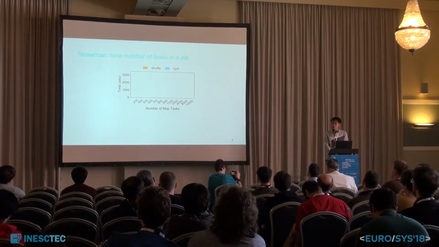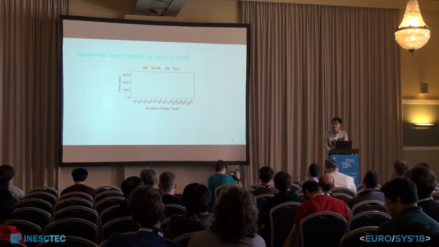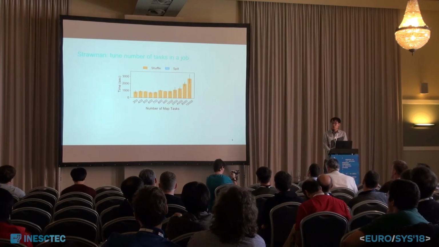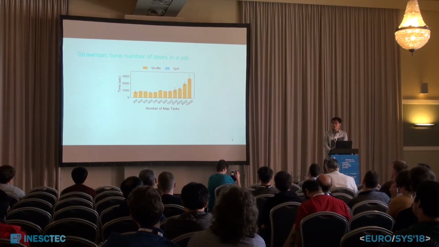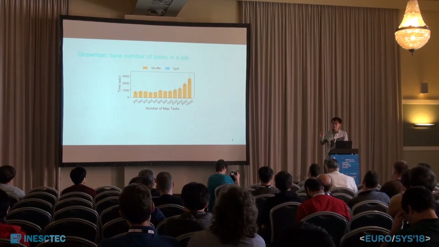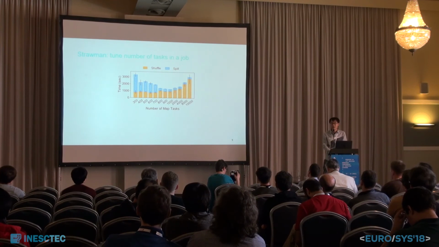So in this case, let's run a fixed-size job, and we vary the number of map tasks for this job on the x-axis. The more towards the left, the smaller the number of tasks, but each task is getting larger. As we expected, the shuffle overhead is decreasing towards the left. But at the same time, you will incur larger spill overhead.